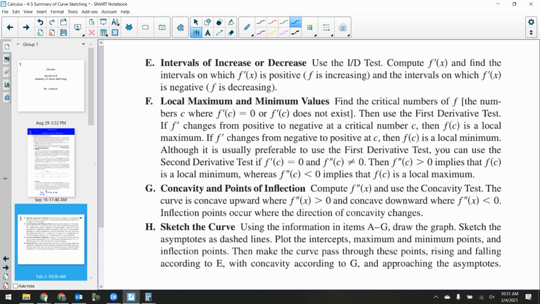All right. Okay, so remember, you compute f double prime, and you basically find your critical points of f double prime. That's going to tell you where the possible inflection points are, whether it's concave up or concave down, and you do the sign analysis. And at that point, you use all of that information to sketch your curve. So that's what we're going to do.